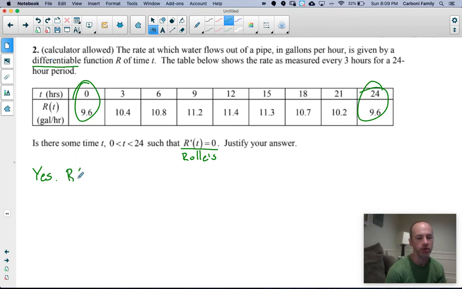So I'm going to start by saying r of t is differentiable and continuous, because that is the groundwork. That is what must be true in order to use Rolle's theorem.